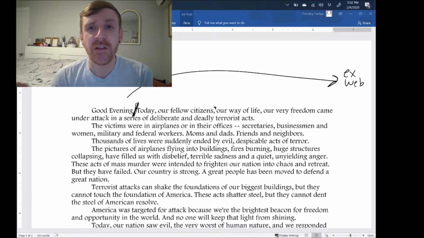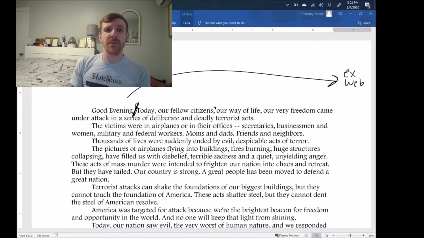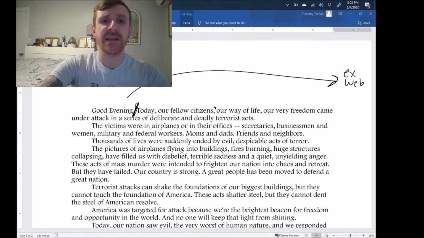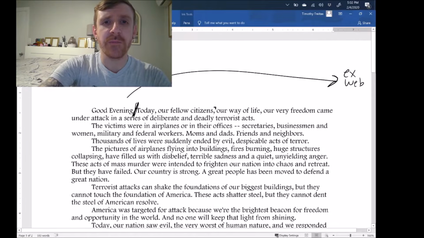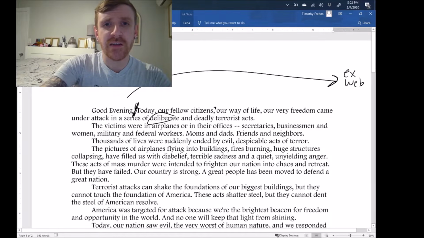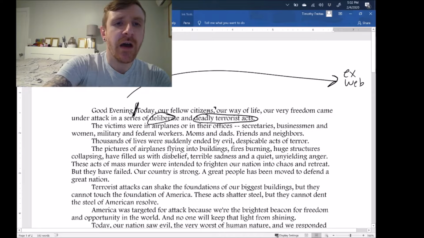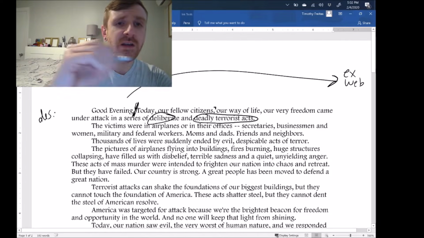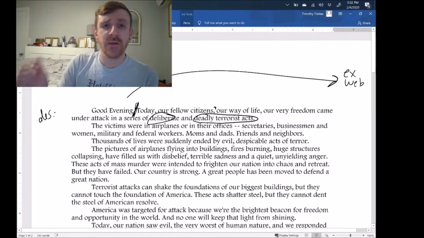Anyway, it says, "Today our fellow citizens, our way of life, our very freedom came under attack in a series of deliberate and deadly terrorist acts." When I look at language like deliberate, and I see deadly and terrorist acts, sure enough, I'm going to write description here because he is describing the intention of those attacks.